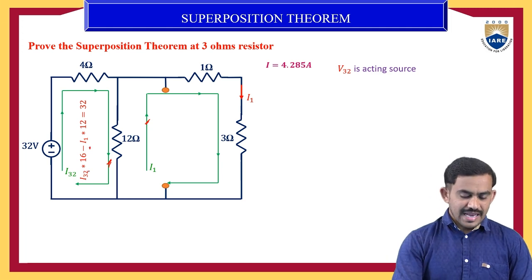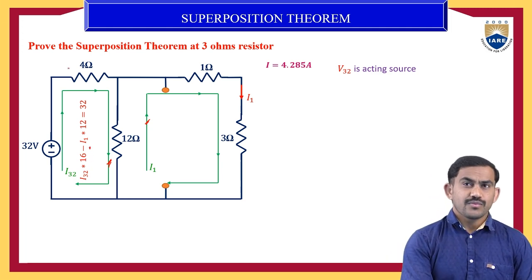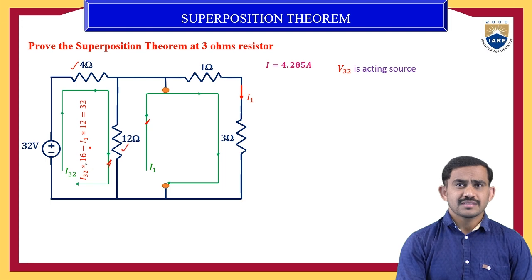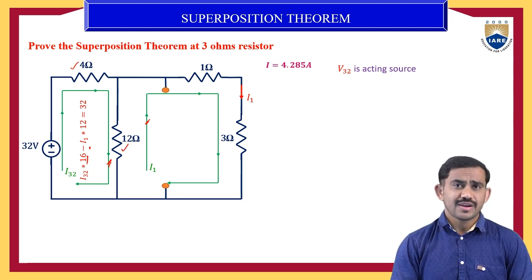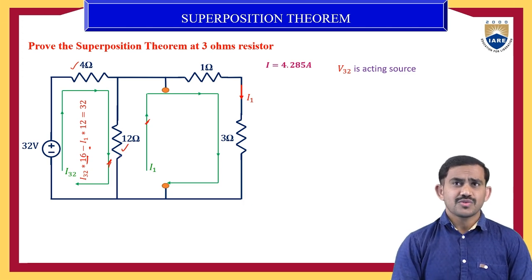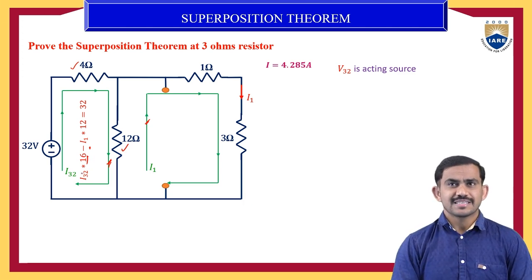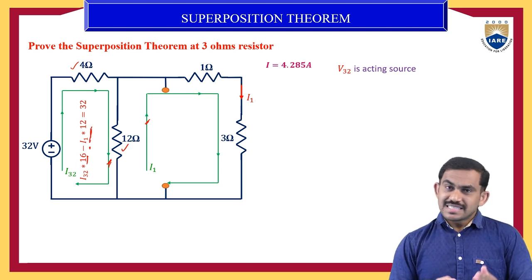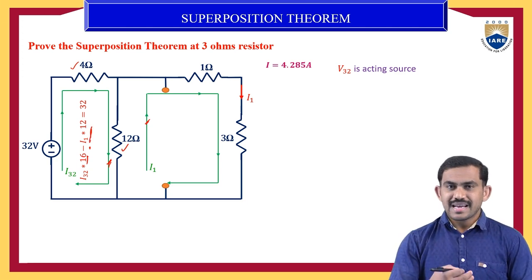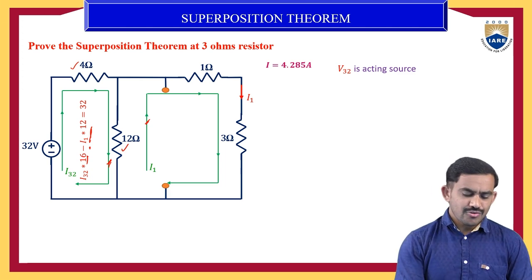So 16 means 4 plus 12. We have 16 ohms in this branch. In loop 1 we have the I32 current, so I32 flows through the 4 ohms and 12 ohms, which means we write 16, 4 plus 12. And I1 is in the reverse direction, so we write minus I1 into 12, equal to whichever source we have.